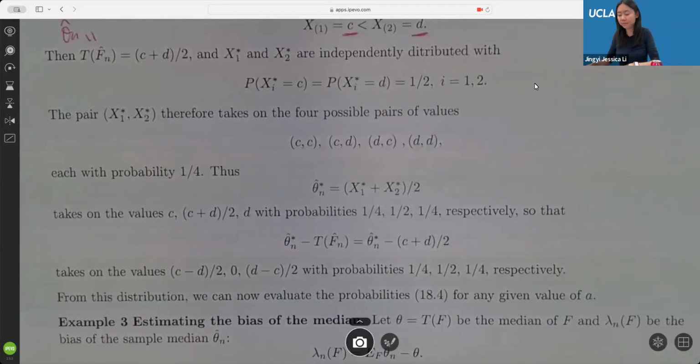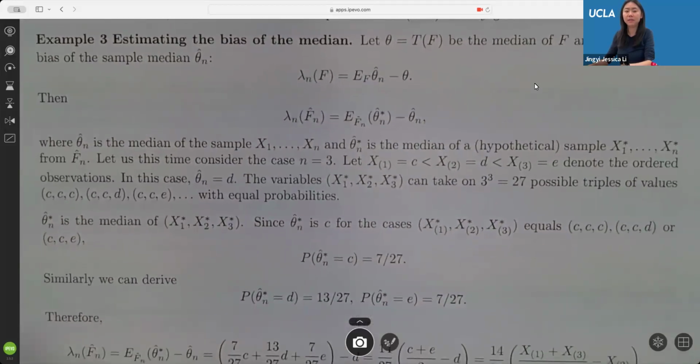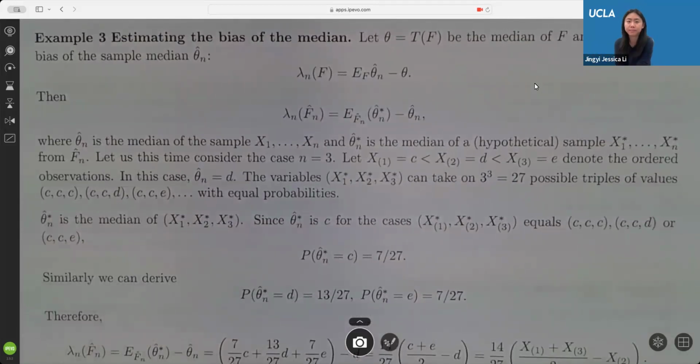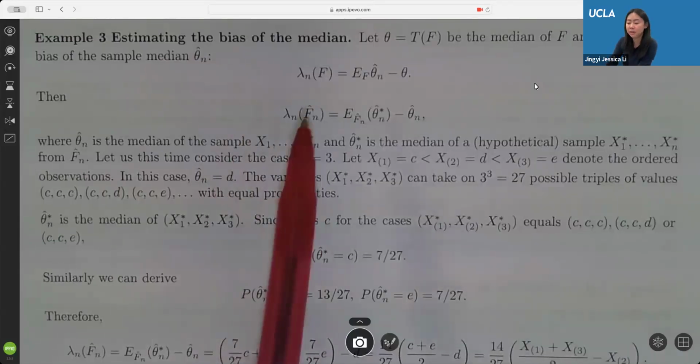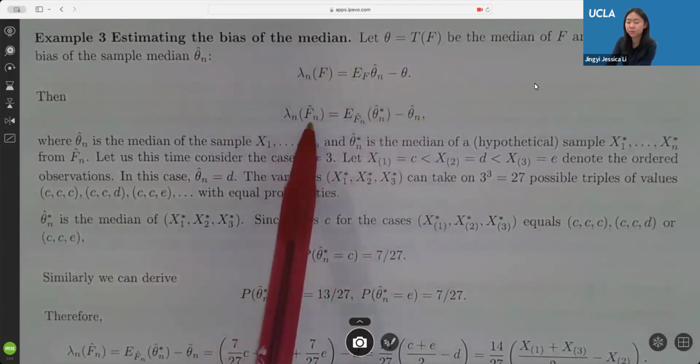Okay, example 3: estimating the bias of the median, the median as an estimator for the mean. Let theta again be T(F), and I should say this is both the population and sample version of the median. Let theta equals T(F) be the median of the distribution F, and let lambda n of F be the bias of the sample median. So we define bias to be the performance measure. First, this is the bias definition. Then you plug in F n hat for the performance.